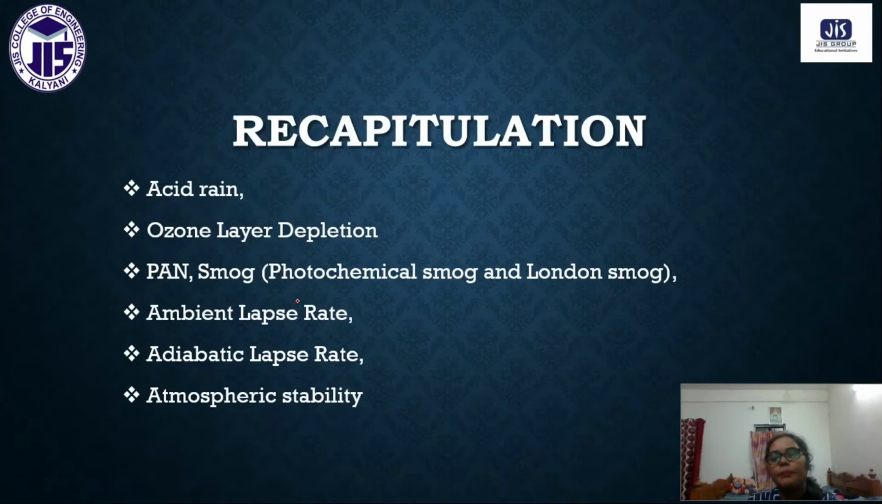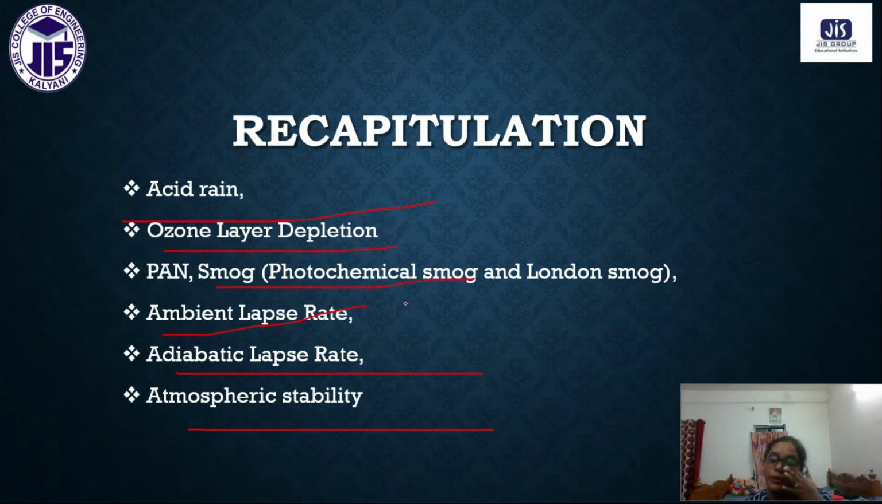So this is a recapitulation. In previous classes, we have discussed the ambient lapse rate, the adiabatic lapse rate, atmospheric stability, and also the main points, that is acid rain, ozone layer, and smog. These are some of the important topics that we have discussed in previous classes.